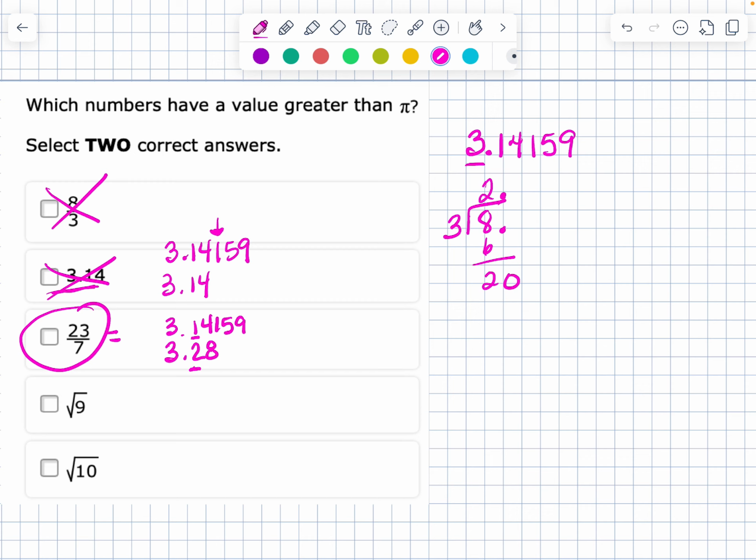Okay. The square root of 9 I know is 3, and 3 is less than 3.14159, so this is not true. So the square root of 10 we assume is true. But let's go ahead, and when I enter it in the calculator, I get 3.162 with some other digits after it. And when we look at pi, it's 3.141. So we can see right there where the 6 is, that digit is larger than 4. So this also is greater than pi.